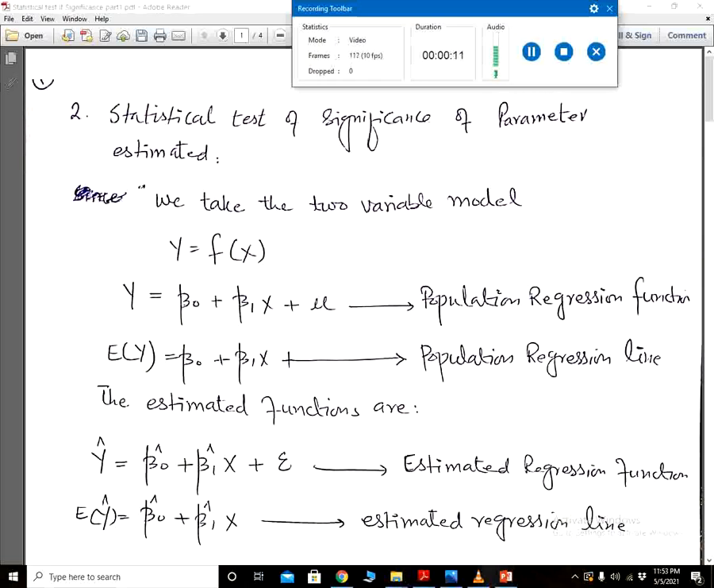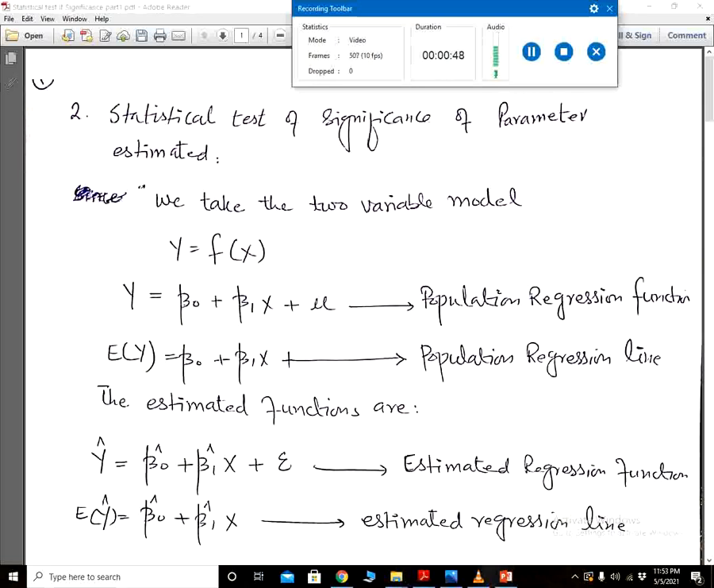The topic for our today's lecture is statistical significance of the parameter estimated through ordinary least square method. Previously you have studied what is ordinary least square and how we apply ordinary least square to estimate the coefficient of regression line or to estimate the population parameter with the given sample data.